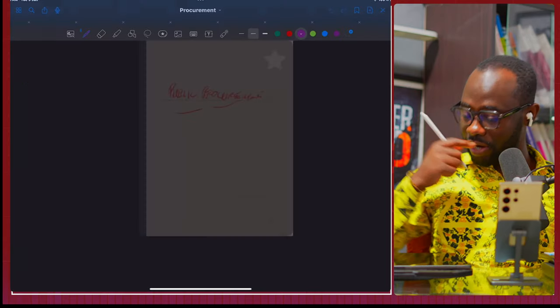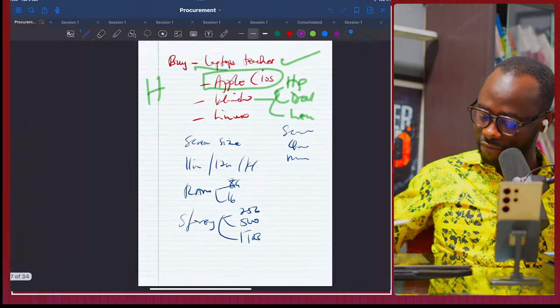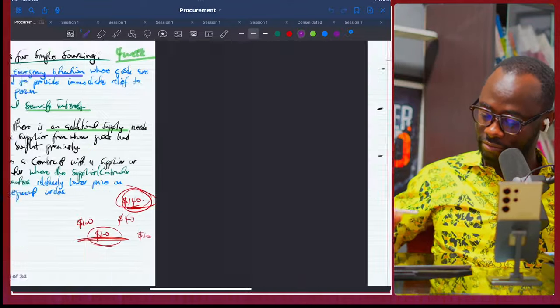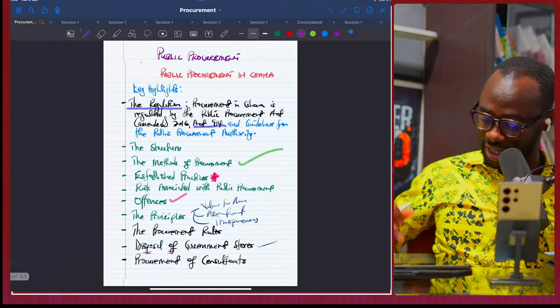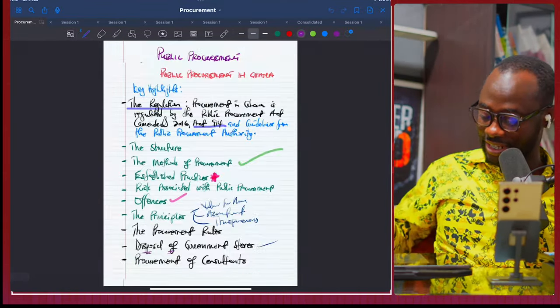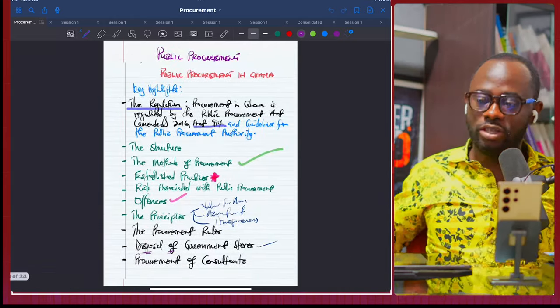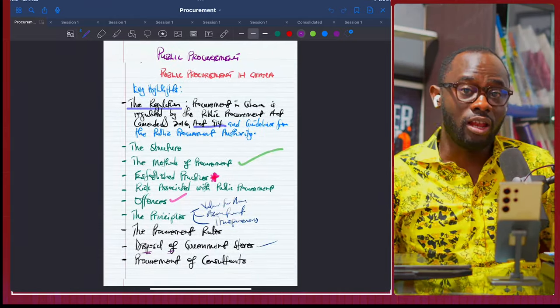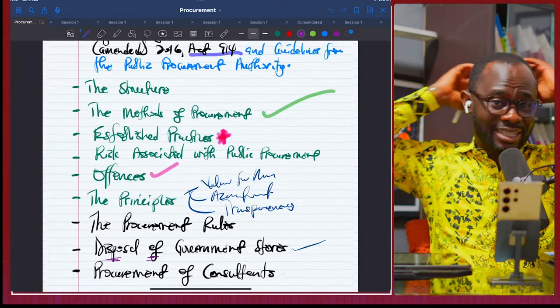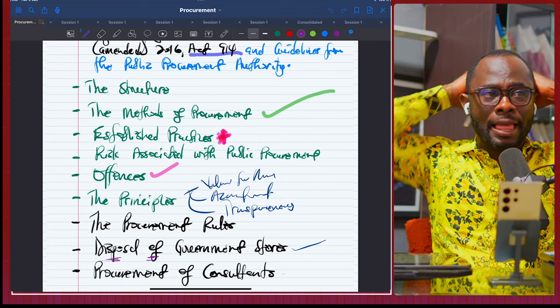So let me bring up the public procurement slide. I have a slide on the public procurement like this. Probably we could share this slide with you guys if you want to, so that you can at least have something. But when it comes to public procurement, there's a lot. Yes, it's a lot. Look at the things here. Plenty. But 10 marks per.